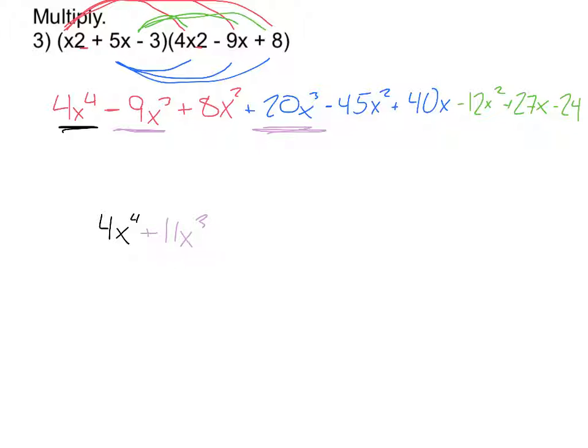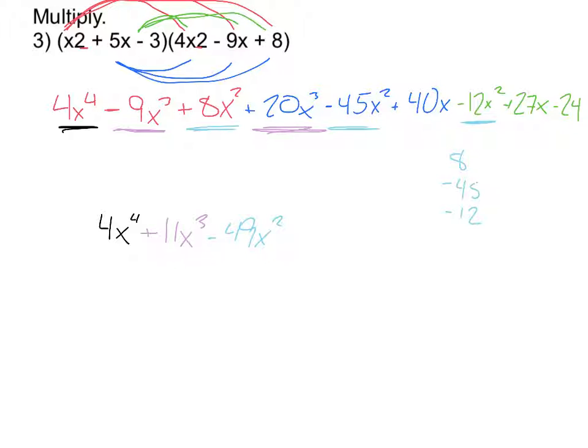Alright, continuing on. I'd have an x squared here, writing this in descending order. There's another x squared and there's another x squared. So if I take 8 minus 45, and then minus 12 more, well, 8 minus 45 gets me a negative 37. Negative 37 minus 12 more, I get negative 49, so minus 49x squared.